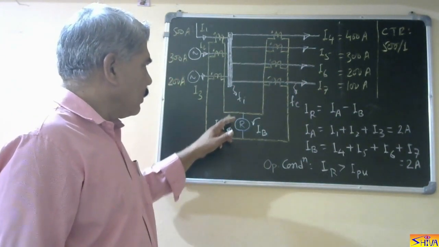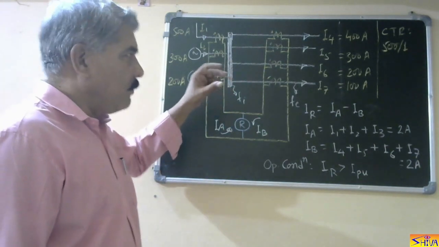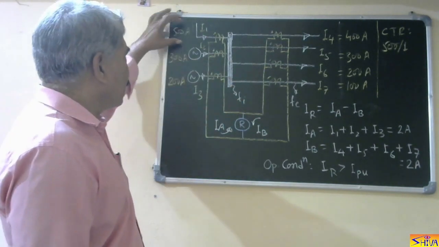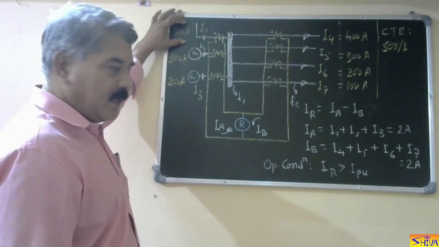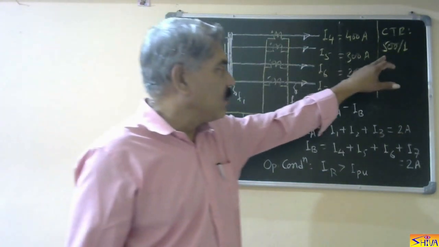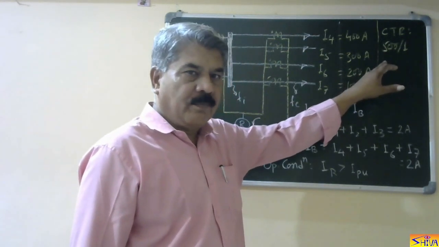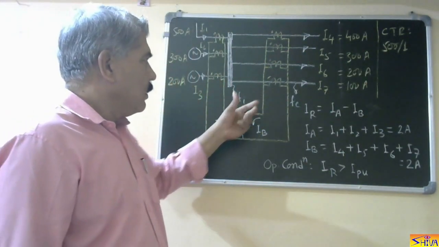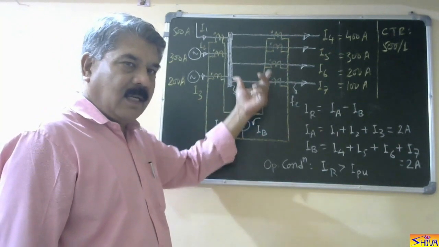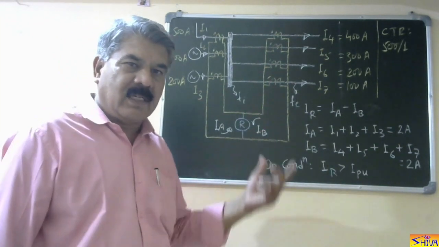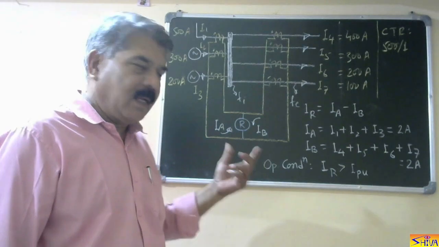So we have to see in which line current is maximum. Current is maximum in this line, that is 500 ampere. So we select CT ratio for all the lines, for all the CTs, 500:1. Then the third step is to connect all the CTs in parallel, with due consideration to the polarity marking.